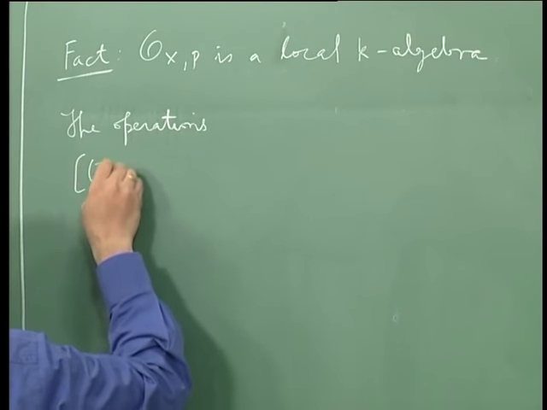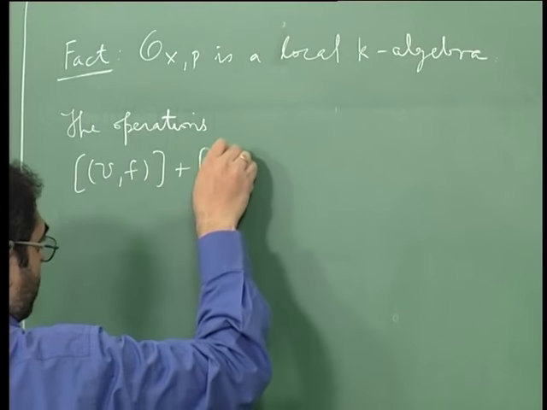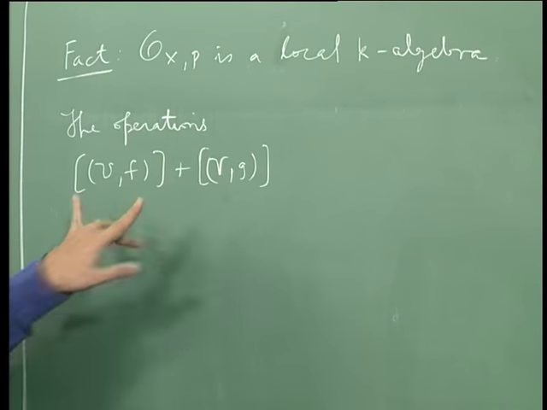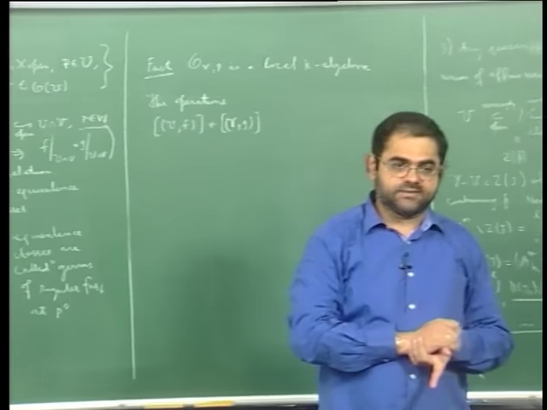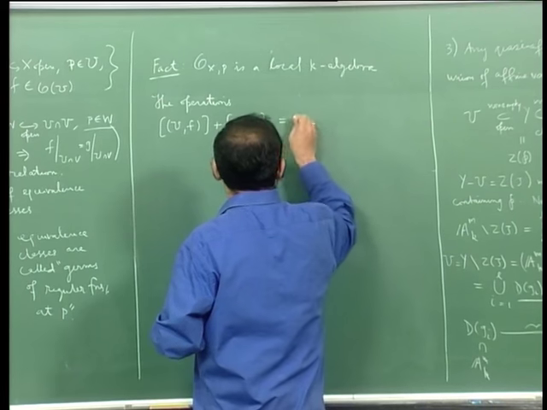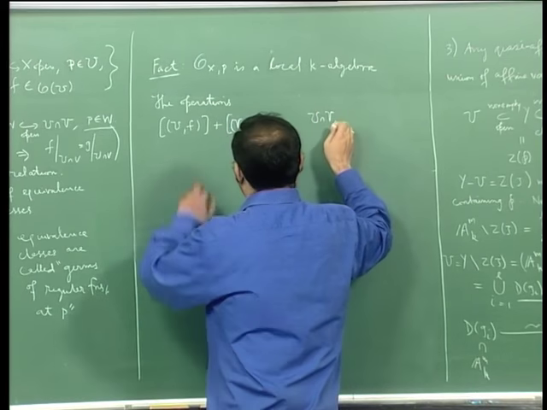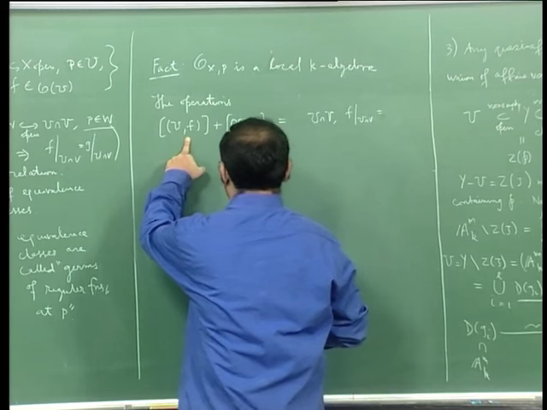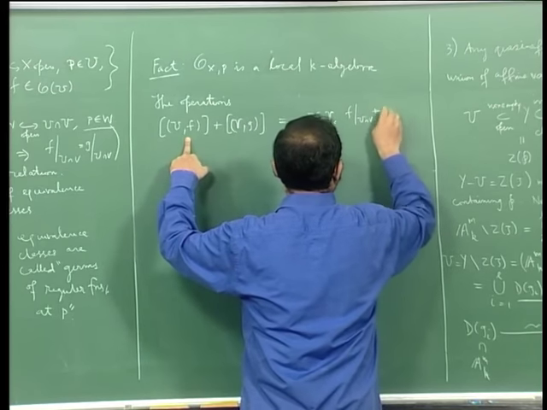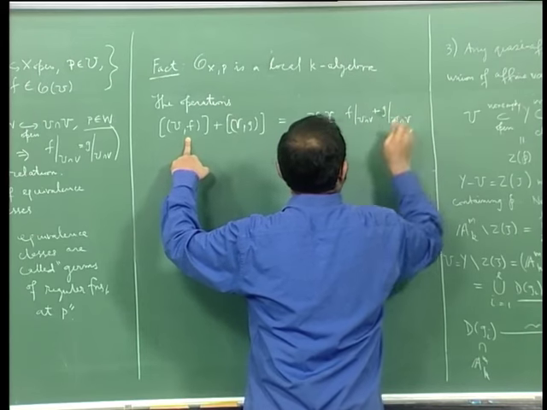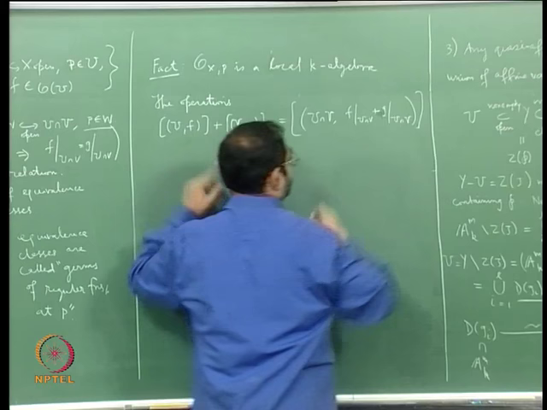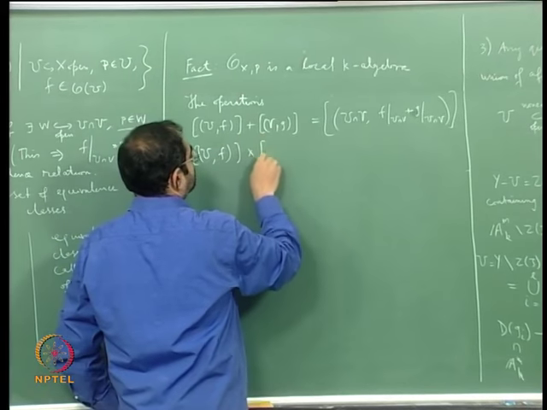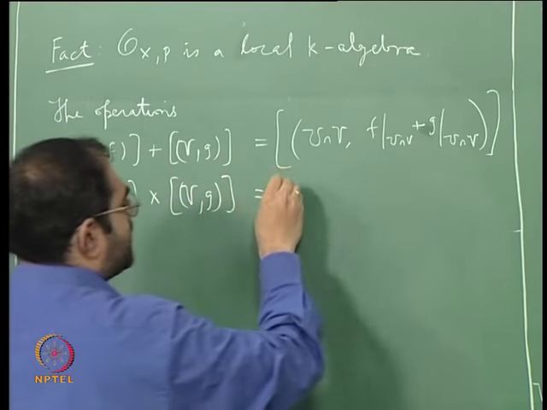If you give me (U, f), and I want to add it to (V, g), this is the germ of (U, f), this is the germ of (V, g). Mind you, U and V are neighborhoods of the point P. Therefore, U intersection V makes sense. That is also a neighborhood of the point P. So I will simply define this to be U intersection V, and f restricted to U intersection V plus g restricted to U intersection V. So this is how I define addition. Then I can define multiplication the same way. I simply restrict and multiply on the intersection.